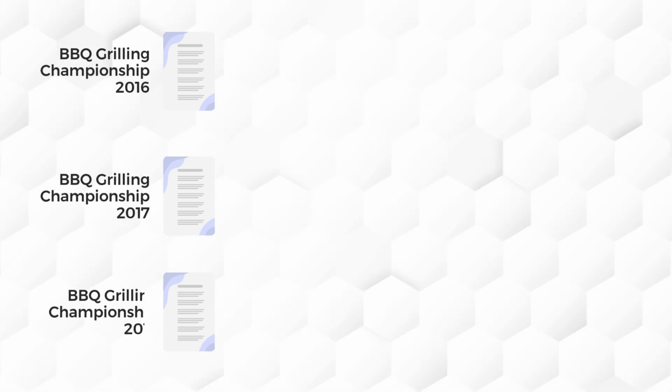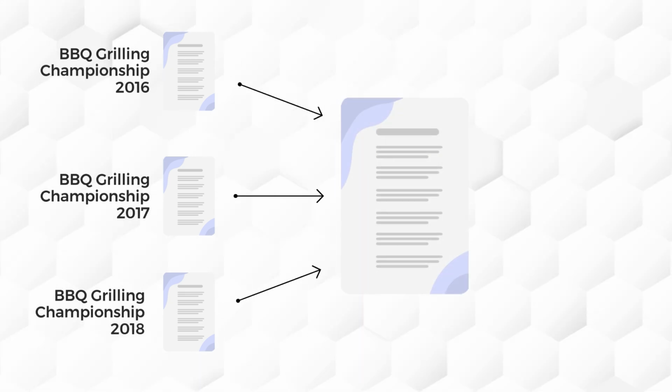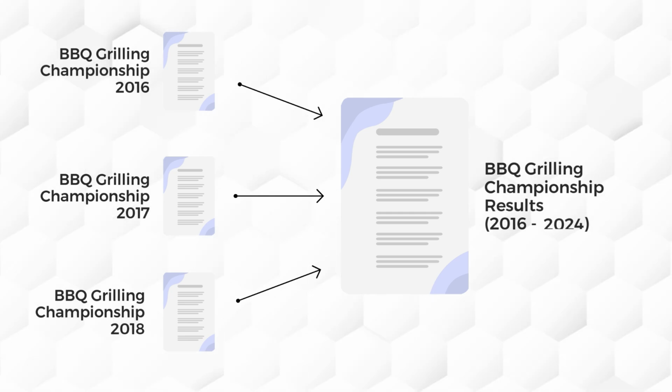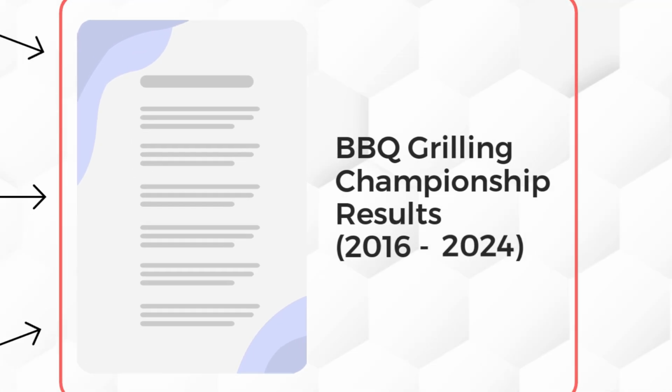There are other types of content you can combine. For example, BBQ Grilling Championship 2016, 2017, etc. You can combine all pages into one comprehensive page titled BBQ Grilling Championship Results 2016 to the current year. And every year you will update this page and change the SEO title of this page to reflect the latest year. And speaking about changing the year in the SEO title, you can do so automatically with RankMath.